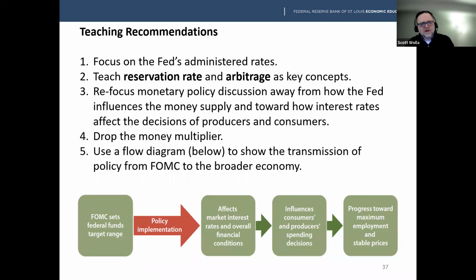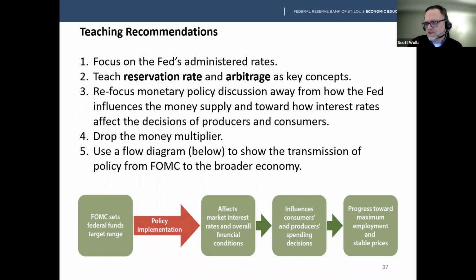And by administered rates, we're talking about the interest on reserve balances rate, the overnight reverse repurchase agreement rate, and the discount rate. But again, if you're going to pick one, interest on reserve balances. Teach reservation rate and arbitrage as the key concepts. Refocus monetary policy discussion away from how the Fed influences the money supply and toward how interest rates affect the decisions of producers and consumers.